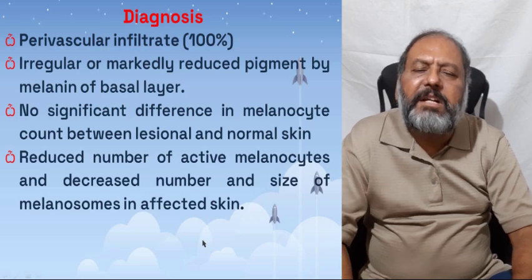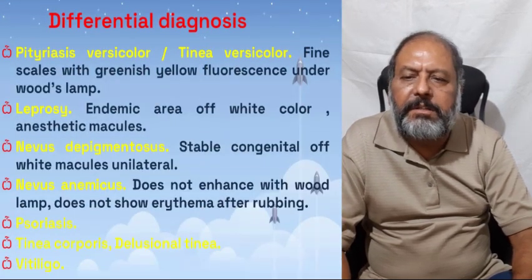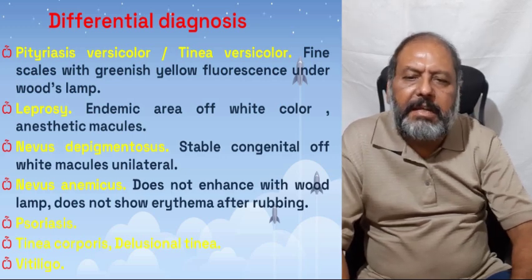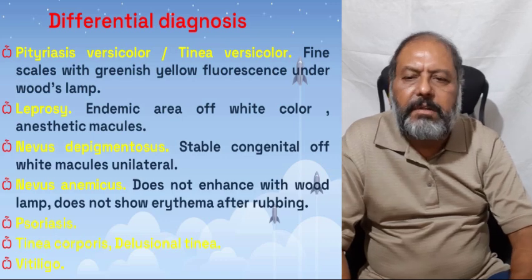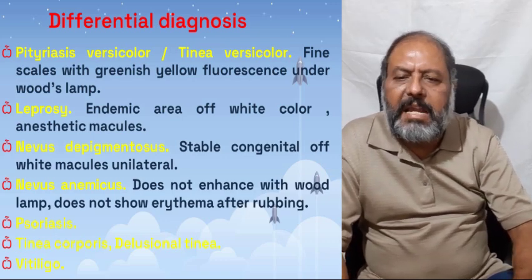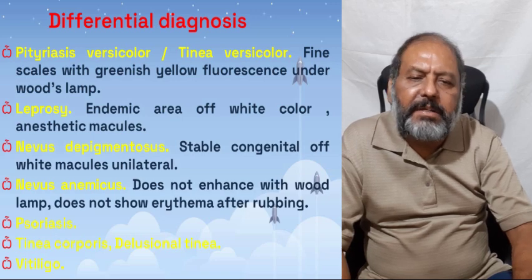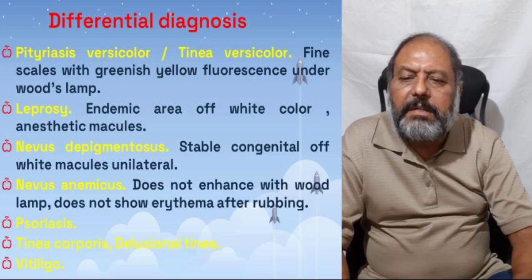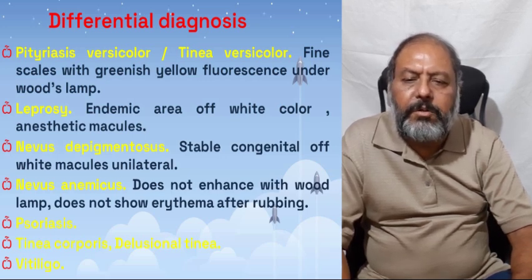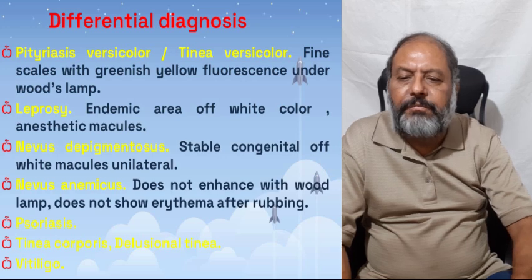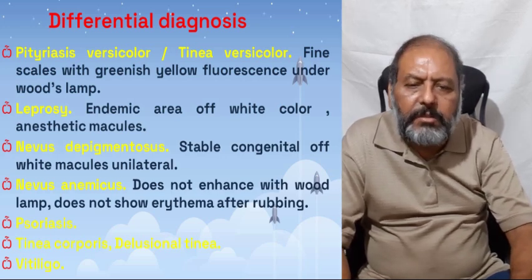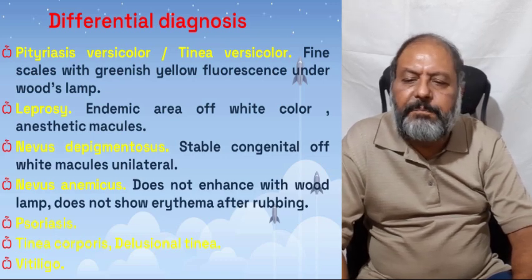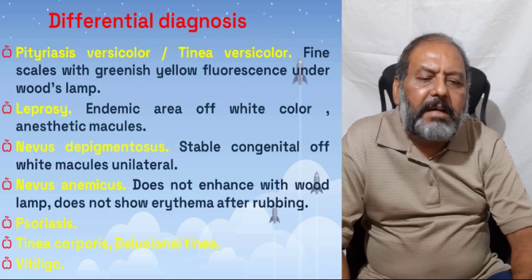Now, the differential diagnosis of Pityriasis alba is Pityriasis versicolor, or tinea versicolor, where fine scales with greenish-yellow fluorescence under the Wood's lamp are seen. Leprosy, seen in the endemic area, has white, anesthetic macules. Nevus depigmentosus has stable congenital off-white macules seen unilaterally.